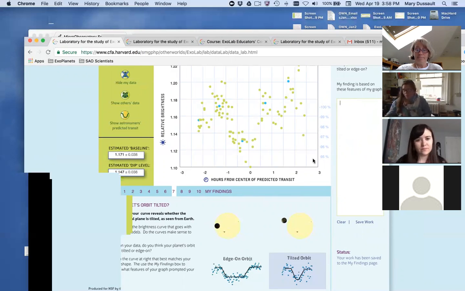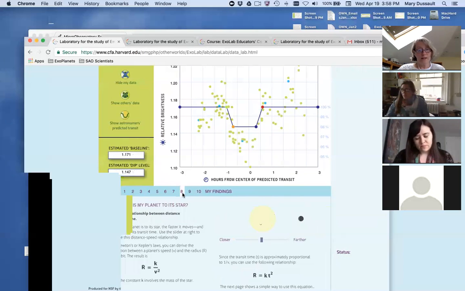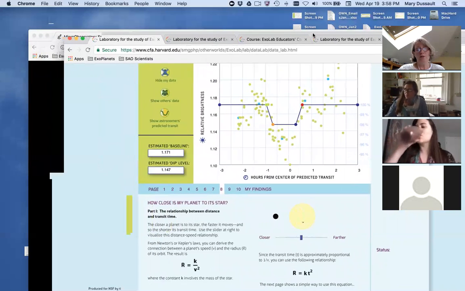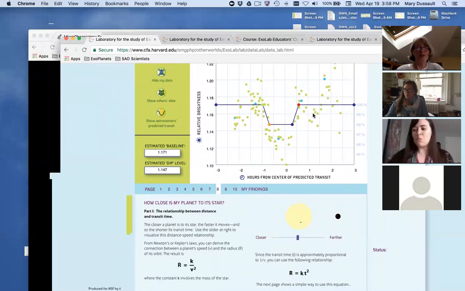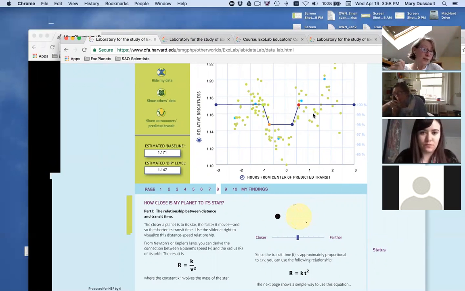And then the next thing that your transit indicates is some information about the distance of the planet from its star. Now, typically you would want a couple of transits in a row, and then you would have the period. You would know the time for the planet to orbit once.